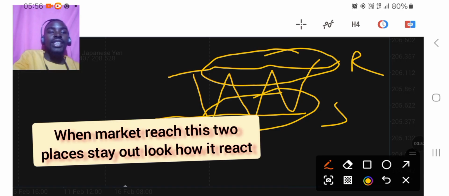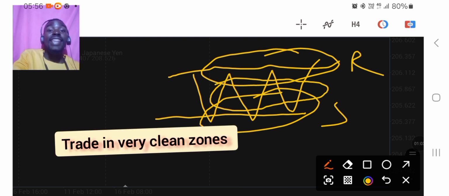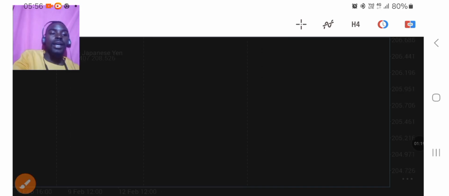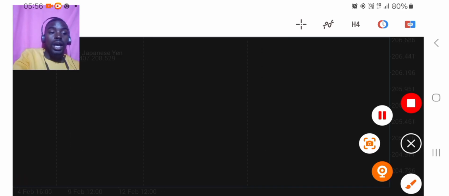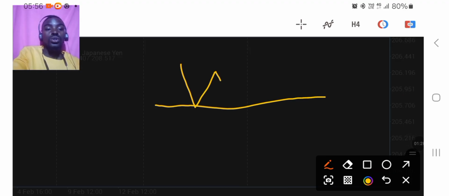So I need to trade inside here. This is my trading zone, and remember, my trading zones are very clean. I call them LTZ, low traffic zones, where the market cannot react. But if you are trading here, the market can react at this, let's take it as a support. Yes, the market has come to a support. So you should wait for a reaction to take place here.